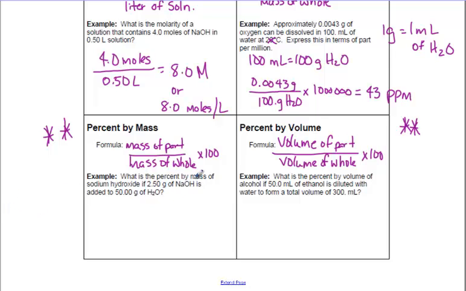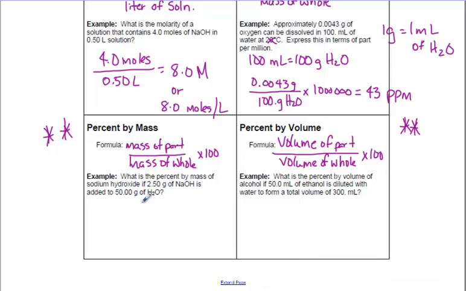So what is the percent by mass of sodium hydroxide if we have 2.5 grams of sodium hydroxide and it's added to 50 grams of water? So this is going to be the mass of the whole, okay, and this is the mass of the part because we have 50 grams of water and we also have 2.5 grams added to that.